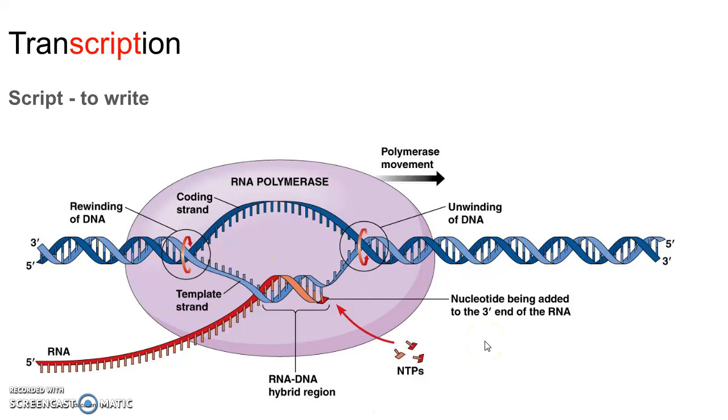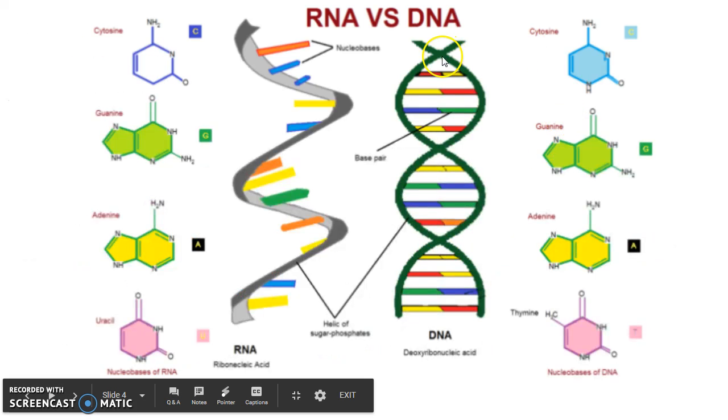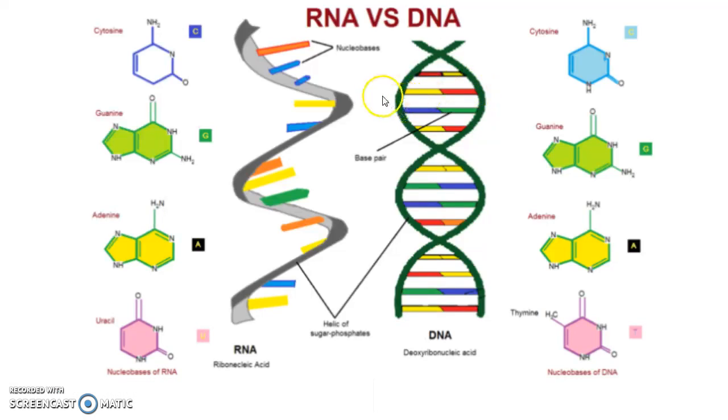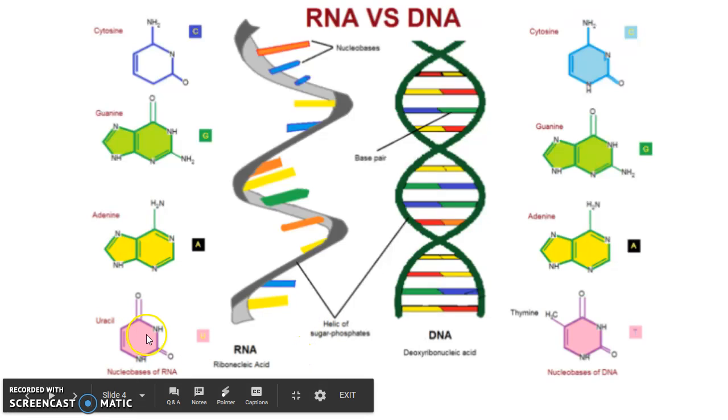There are a couple other differences between RNA and DNA. We'll look at that real quick. The first thing is that RNA is a single strand, whereas DNA is our double strand. And the other main difference is in the nucleotides. RNA has 4 nucleotides, like DNA, which has 4 nucleotides. They both have cytosine, guanine, and adenine, but RNA has uracil, and DNA has thymine.